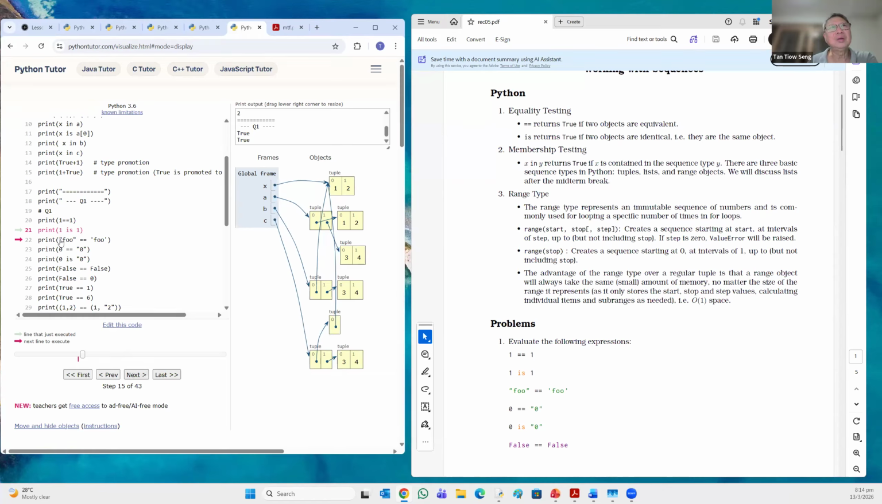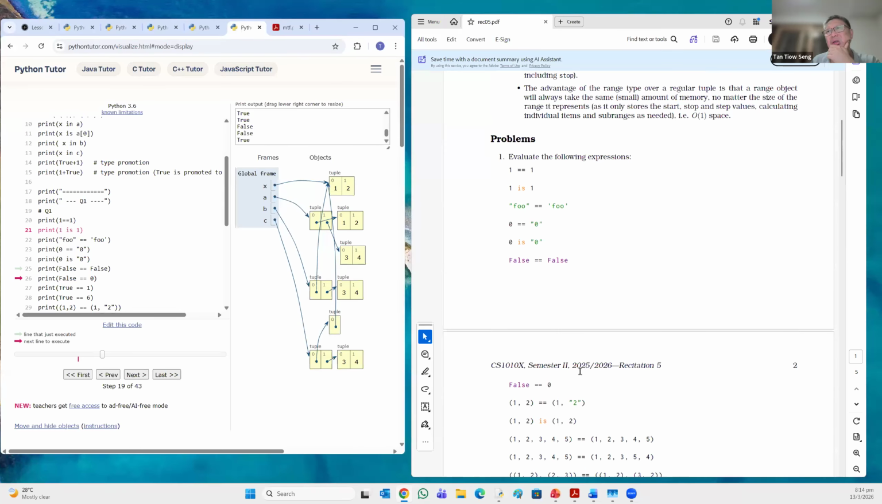True, because a double quote is the same as a single quote. Next one. False, because this is an integer, this is a string. False again, of course. False equal to True, false. True equal to 0, false. False equal to 0, true. True equal to 1, true. True equal to 6.